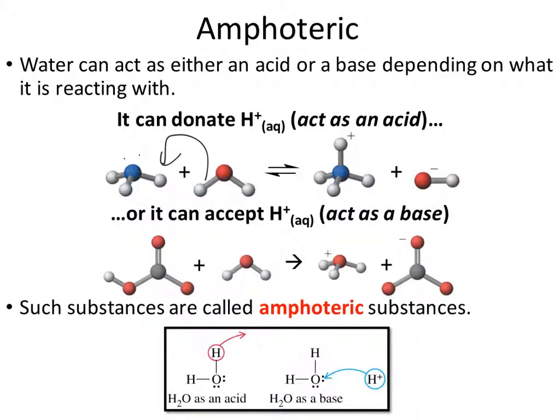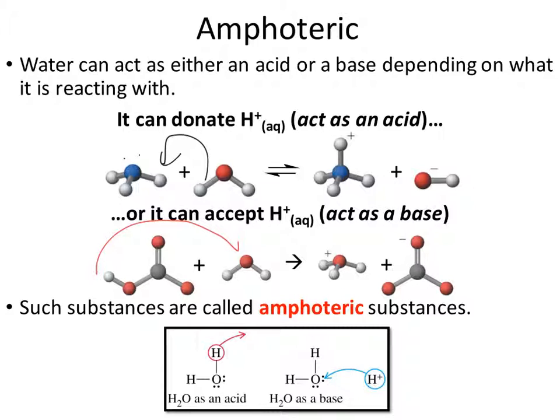Or it can act as a base, where it means it picks up a proton. So in this case, here we have a substance that has an OH over here. This substance would lose its hydrogen proton over here to create hydronium and create an ion form of that. Now, again, it all depends on what water is reacting with. If it's reacting with something that prefers to be a base, it's going to act as an acid. If water is reacting with something that prefers to be an acid, it's going to act as a base. So again, substances that can do both are called amphoteric.